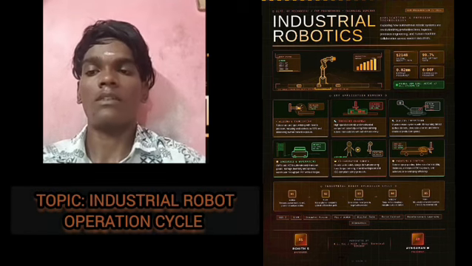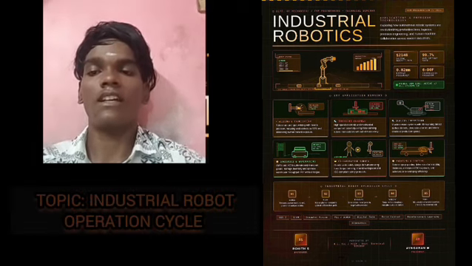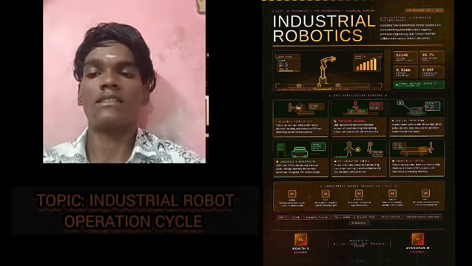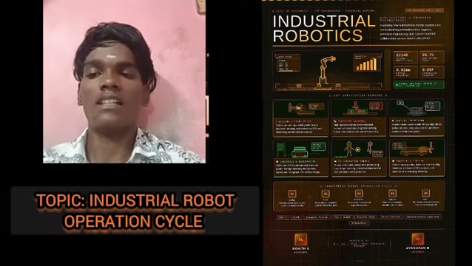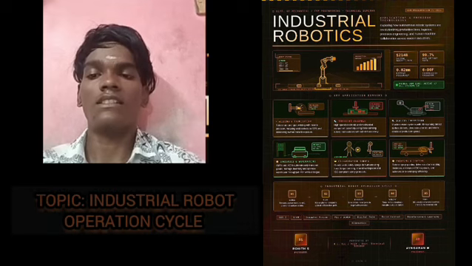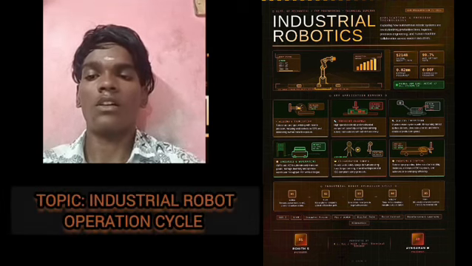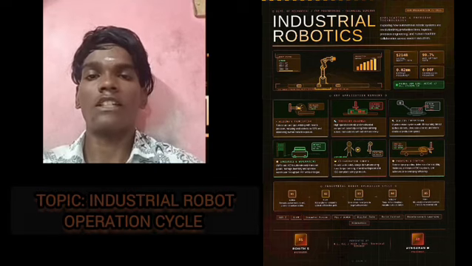The last one is adapt. This is an advanced stage where the robot learns and improves from experience. What happens? Using machine learning, the robot analyzes any errors or environmental changes. It then adjusts its future behavior to avoid this mistake, making the process smarter and more efficient over time.